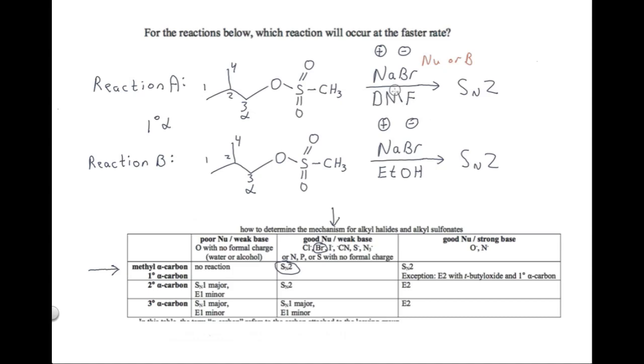What role are the DMF and the ETOH playing? The DMF and the ETOH are the solvents. Notice that for this reaction, we're going to prefer to use the Br minus as the nucleophile rather than the ETOH. The negative charge is going to make this Br minus more reactive than the ETOH.